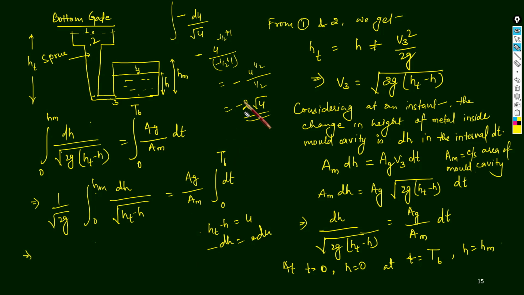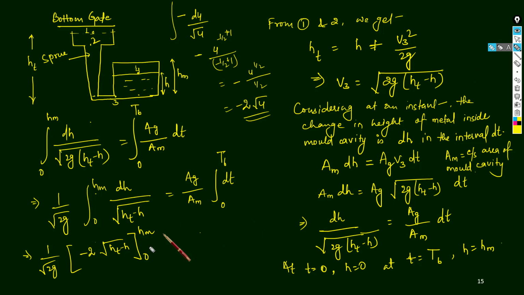So this will be the integration of this, where u is equal to ht minus h. I'll write directly: this is minus 2 into root under ht minus h from 0 to hm, is equal to Ag by Am, this is tb minus 0. Clear? Okay, so now put the values here.